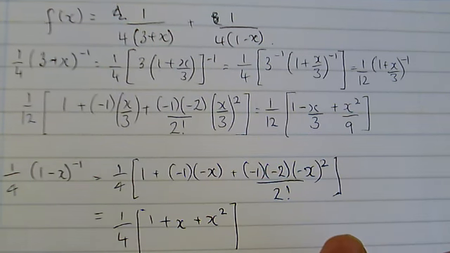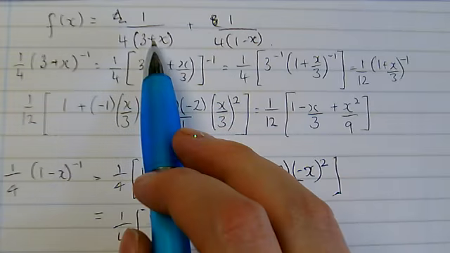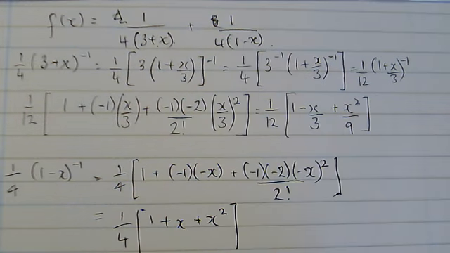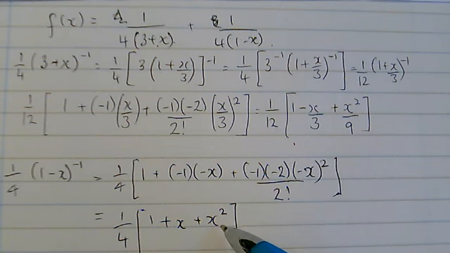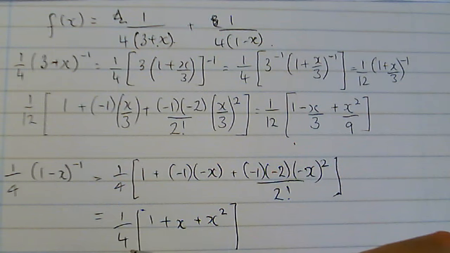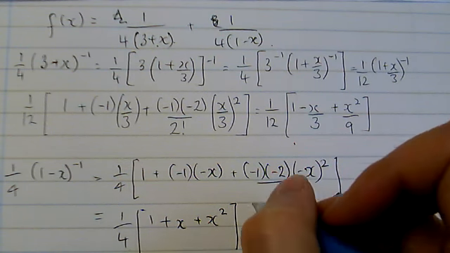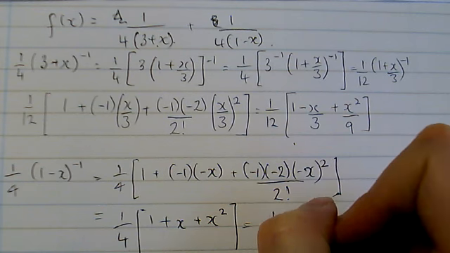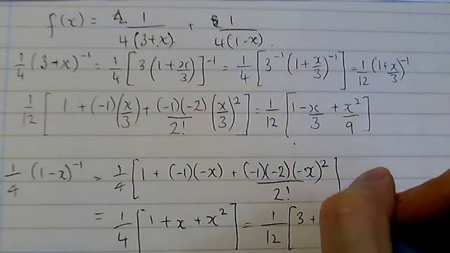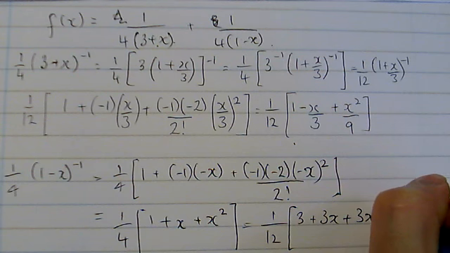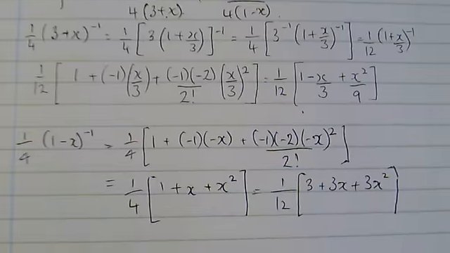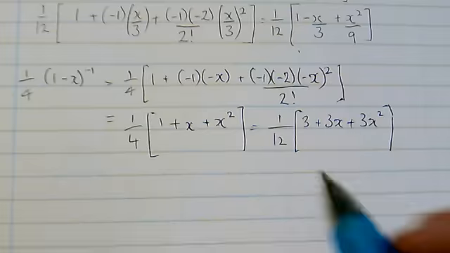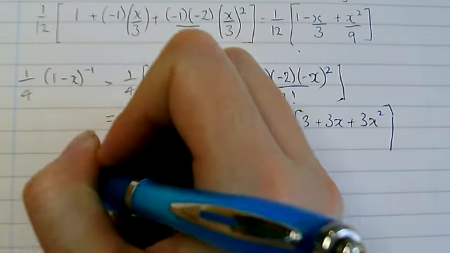Okay, so looking at the original f of x, you'll see that these two bits are added together. So I need to add these two together. What I'm going to do is multiply top and bottom of this by 3, just so I've got a common denominator of a 12th of everything. So that would be a 12th of 3 plus 3x squared. So, adding them together. So I'd have a 12th of everything.